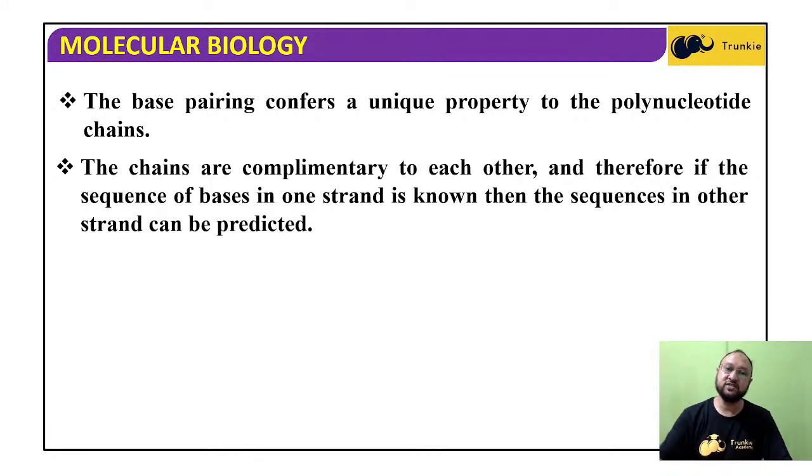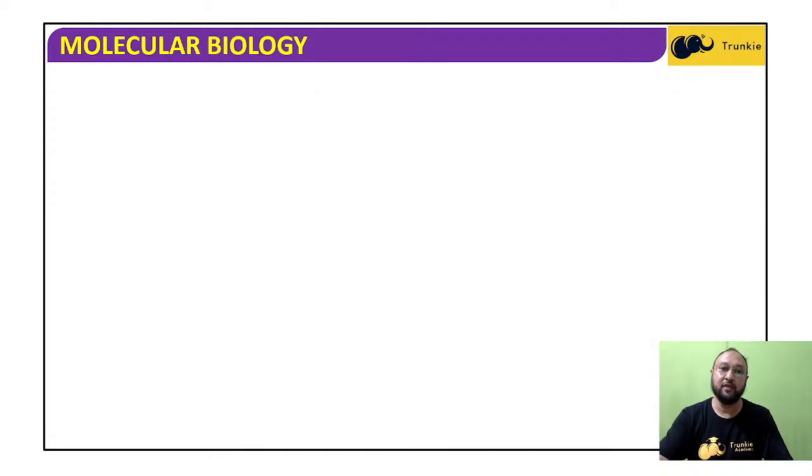The chains are complementary to each other, and therefore, if the sequence of bases in one strand is known, then the sequence of the other can be predicted. Because if there is adenine, then there will be thymine. So it is always complementary. The bases present in one strand will be complementary to the other strand, joined by complementary bases. So if you know the bases in one strand, then you will definitely be able to know the bases in the other strand, easily predicted, because they are complementary.